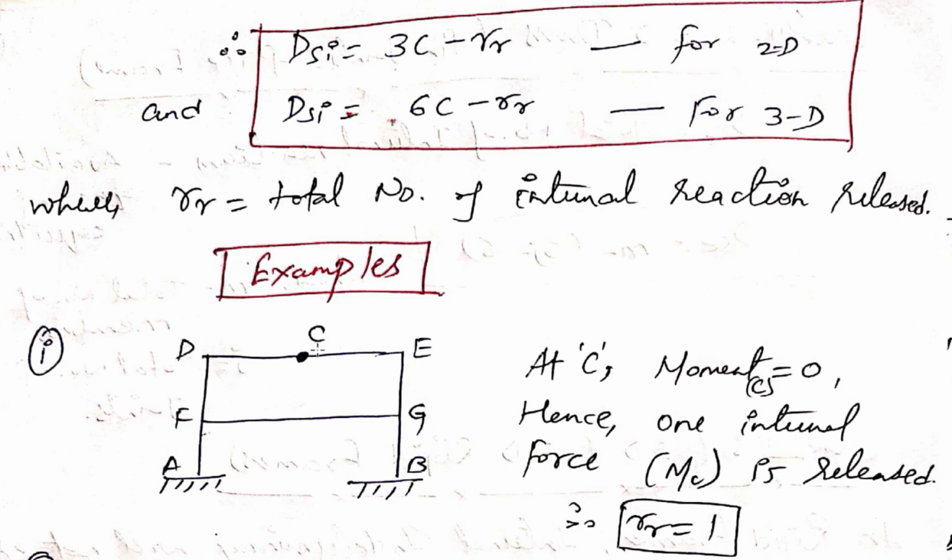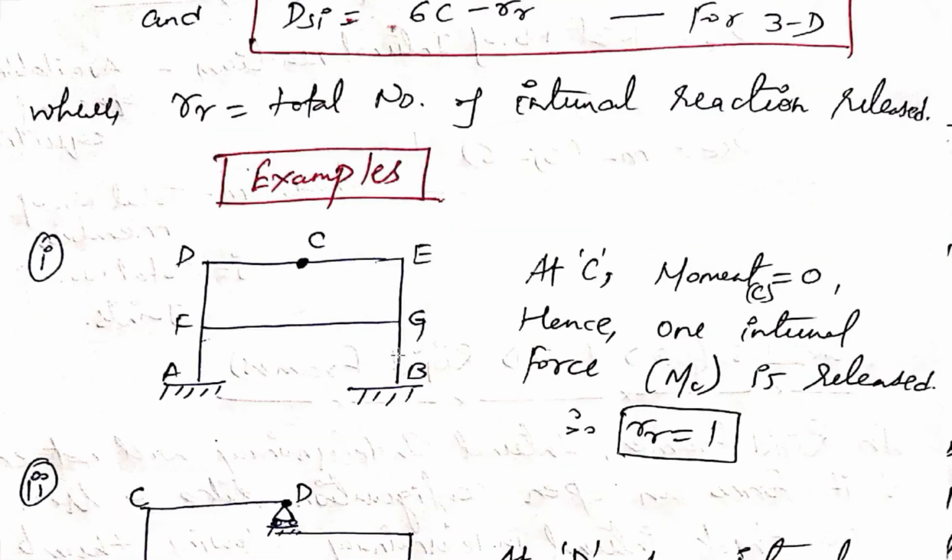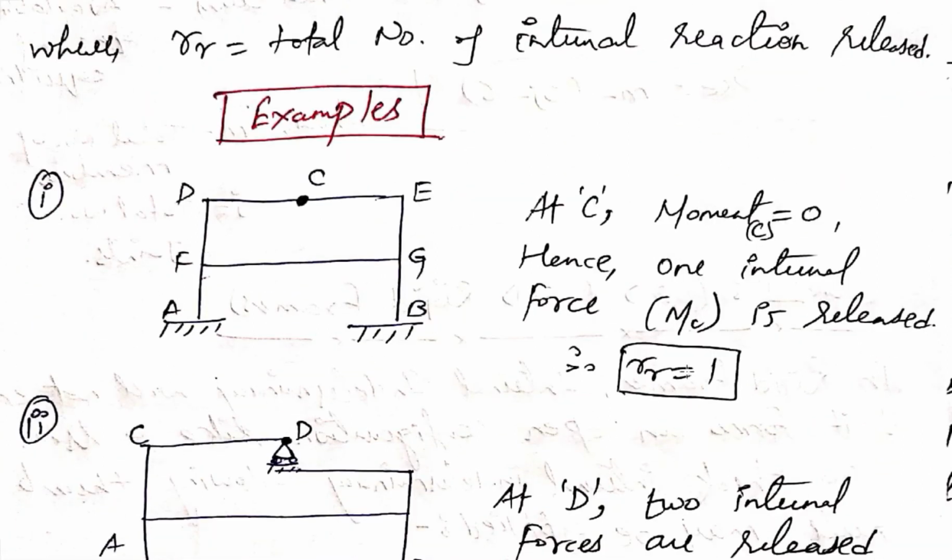So here, what is this m dash? M dash is the number of members meeting at the hybrid joint. The number of members meeting at the hybrid joint is 2, that is BC here and EC here. So 2 minus 1 is 1, so RR is equal to 1 here. But directly we know that at point C there will be only one internal force, that is moment at C is released. So RR is equal to 1 here. By this way you can calculate the RR value.